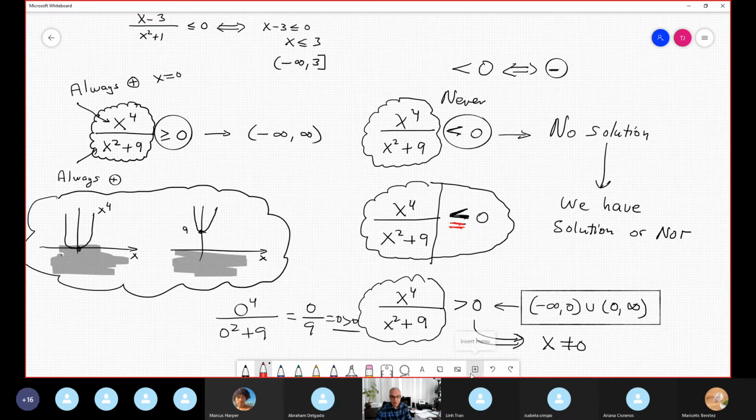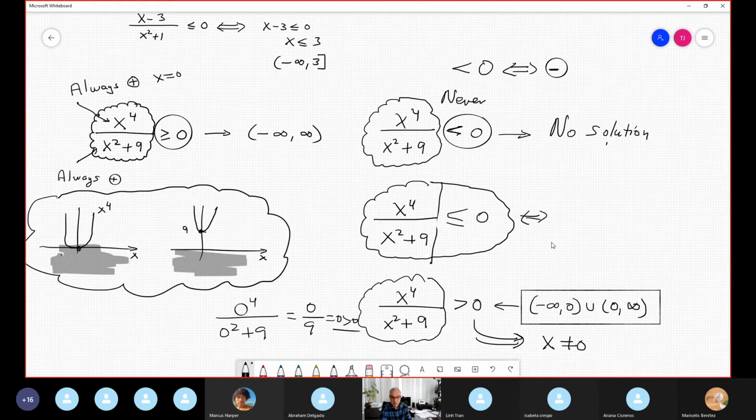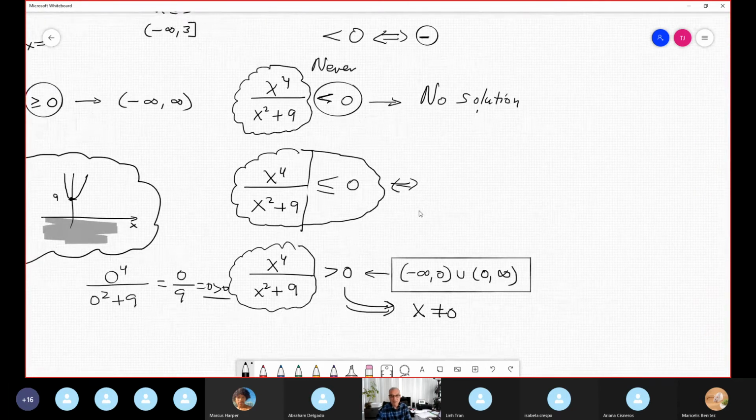Let me erase that part. Remember, sometimes it's confusing. This, less than or equal to 0. To understand this, you break it down into pieces. One piece, which is a strict inequality, that part, and the other piece, which is the equation.